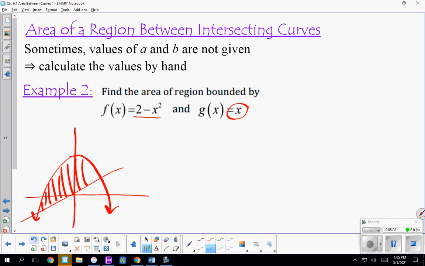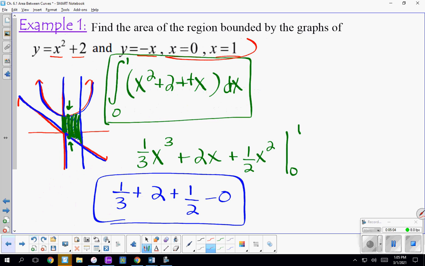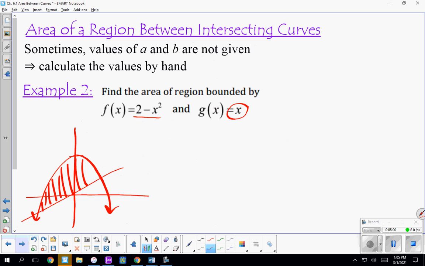Since they didn't give me those, like they did here in the last example, I have to find those values. The way we find these 2 points is we set these functions equal to one another. So I'm going to say, what if 2 minus x squared was equal to x? If I take this to the other side, I get negative x squared minus x plus 2.